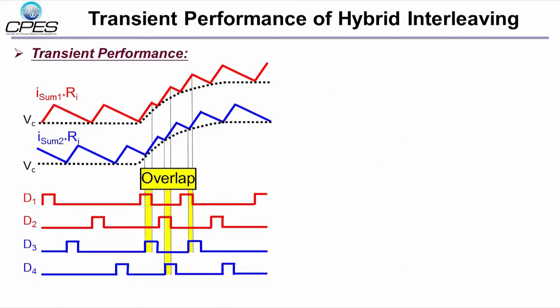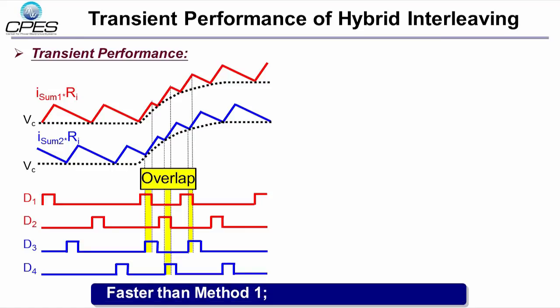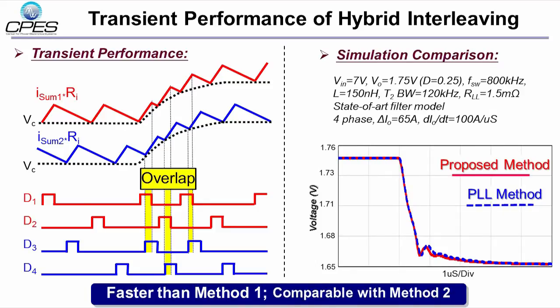The transient performance of hybrid interleaving is faster than the pulse distribution method because the PWM signals between two pulse distribution groups can be overlapped naturally during transient. Besides, the transient simulation in Simplis is performed with a state-of-the-art field model of laptop VR and based on the low transient spec of VR 12.5. It shows that the proposed interleaving structure has comparable transient performance with the PLL method.